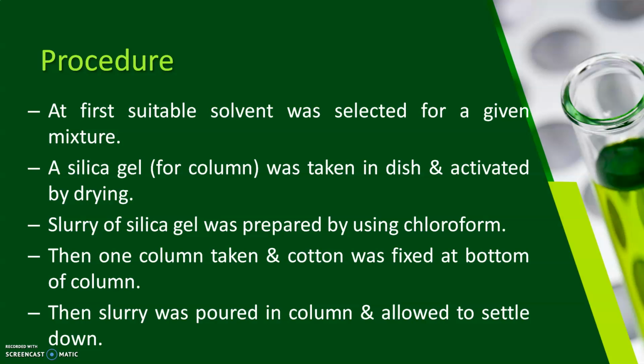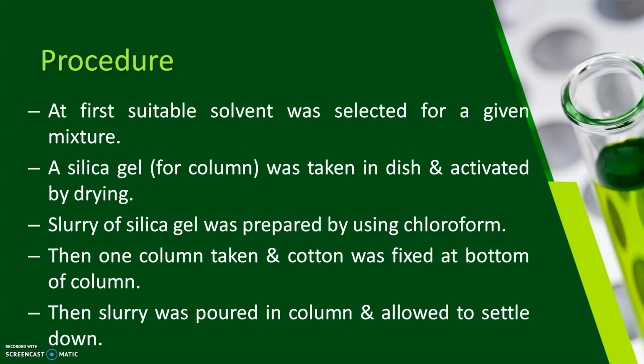Then silica gel for the column was taken in a dish and activated by drying. We dry or activate the silica using a hot air oven for a specific period of time, 30 minutes at 120 degrees centigrade. We set all these for the activation process of the silica gel. Then we use the silica gel for the column. Then a slurry of the silica gel was prepared using chloroform. So a specific solvent, or a specific type of mobile phase, we use to prepare the slurry of the silica gel.